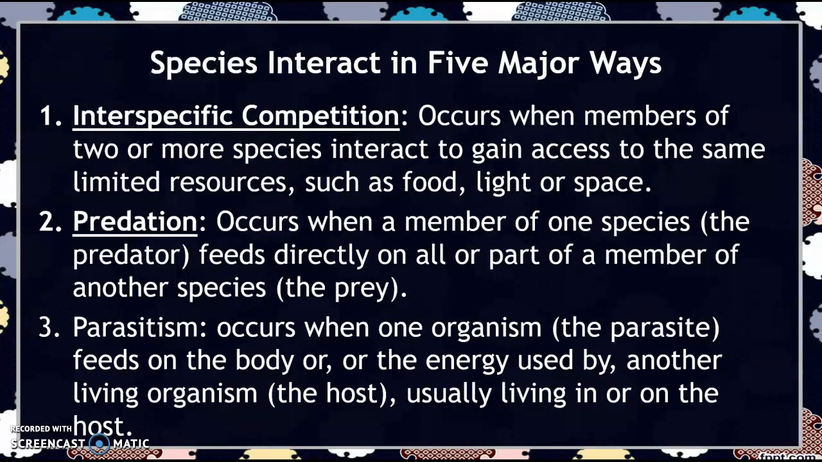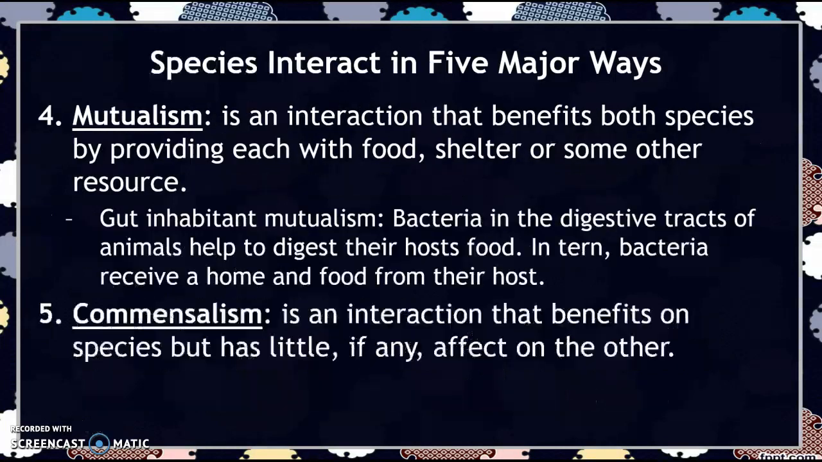So first is interspecific competition, and this occurs when members of 2 or more species interact to gain access to the same limited resources, such as food, light, or space. There's also predation, which occurs when a member of one species, the predator, feeds directly on all or part of a member of the prey, or another species. We have parasitism, which occurs when one organism, the parasite, feeds on the body or the energy used by another living organism called the host, usually living in or on the host.